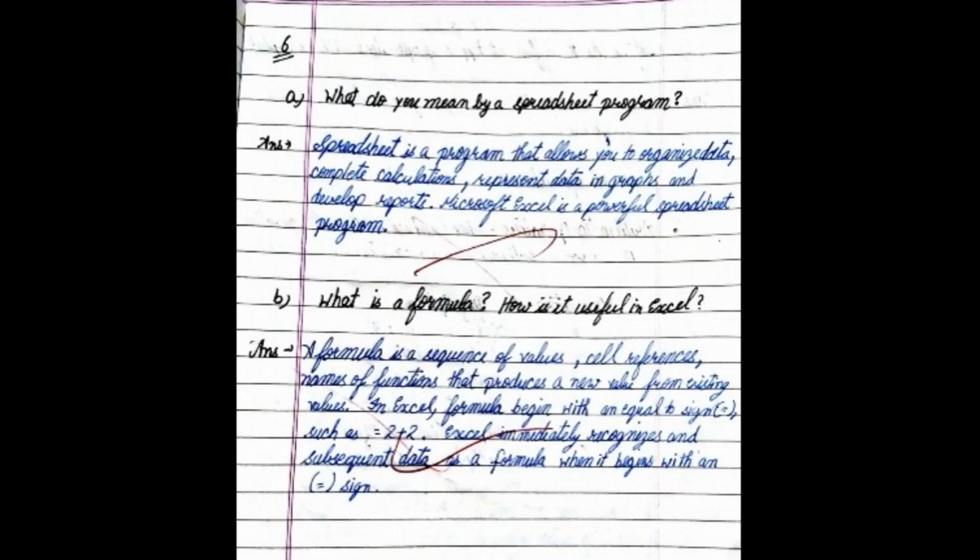Now question number B is what is a formula? How is it useful in Excel? Its answer is a formula is a sequence of values, cell references, name of functions that produces a new value from existing values. In Excel, formula begins with an equal to sign such as equals to 2 plus 2. Excel immediately recognizes any subsequent data as a formula when it begins with an equals to sign.